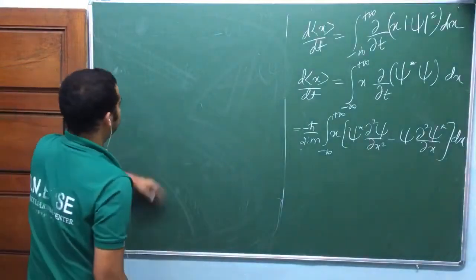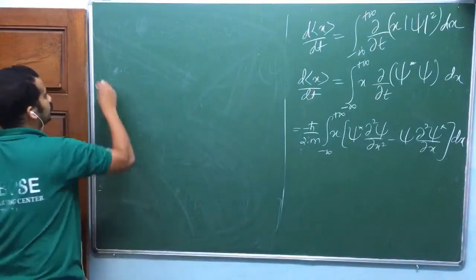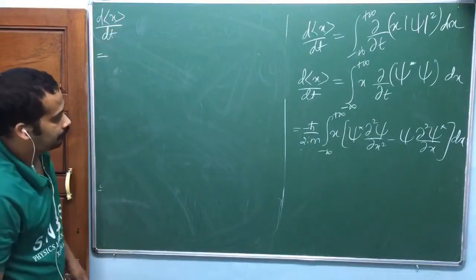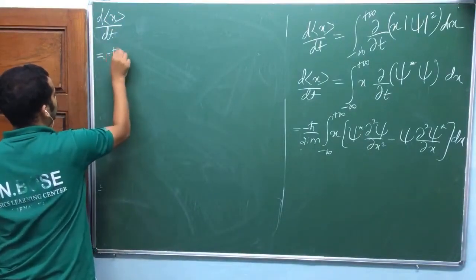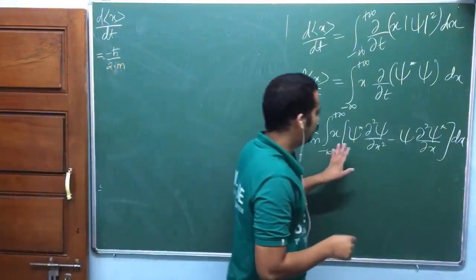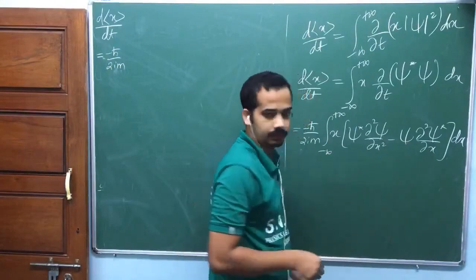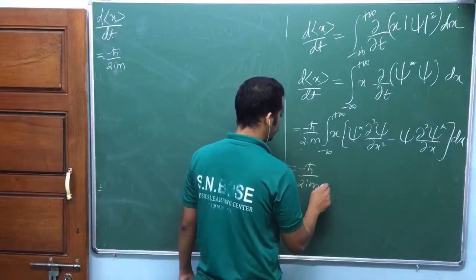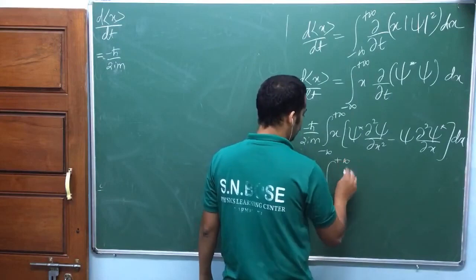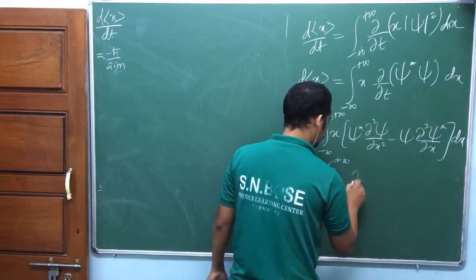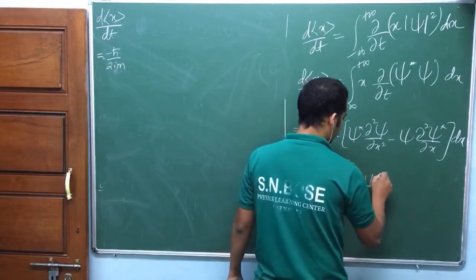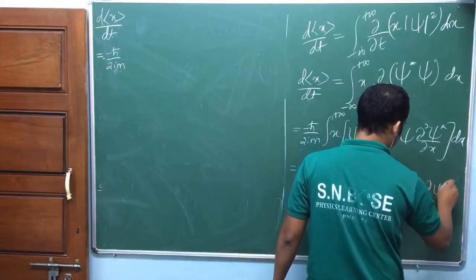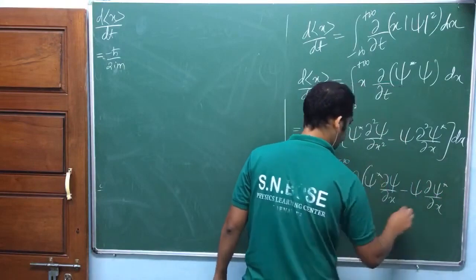Now, what I do here is, now d expectation x by dt, okay, that is equal to, look at here, minus ħ by 2im, okay? Now I'll do integration by parts, but before that I'll do one more step here, okay? I got some practice, that's why I'm writing like this, but you have to think in a reverse way to understand this one, okay? x into, this whole thing can be written like this, ∂/∂x of ψ* ∂ψ/∂x minus ψ ∂ψ*/∂x into dx.